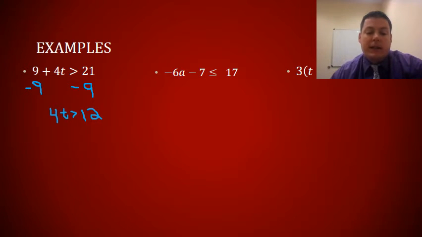And remember, I didn't flip the sign, I subtracted 9. I didn't multiply or divide by a negative. Once I have here, I undo this multiplication by dividing 4 from both sides, so that these 4's cancel, and I'm just left with t is greater than 3.